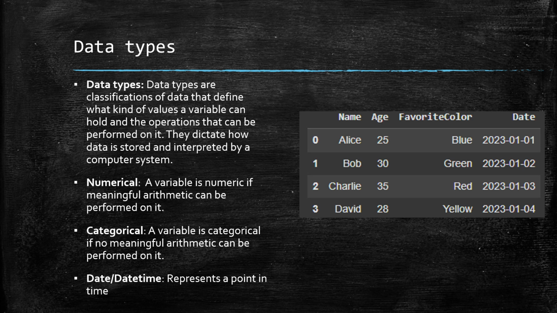The third data type are datetime variables, which represent a point in time. The reason these are treated differently is because some software will let you, for example, add 3 days to a date, and the result would be the date 3 days ahead.